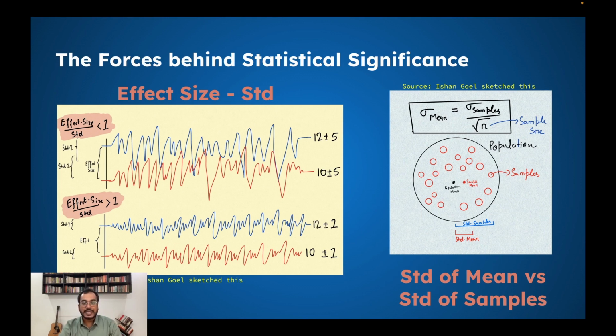As you see in this case, in the case above, the effect size to standard deviation ratio is less than 1, since the effect size of 2 is less than the standard deviation of 5. In the case below, the effect size to standard deviation ratio is greater than 1, since the effect size of 2 is greater than the standard deviation of 1. And even intuitively, you can see that it is much easier to say in the picture below that the variation is better than control because there is less of an overlap. So that is one part of the intuition.